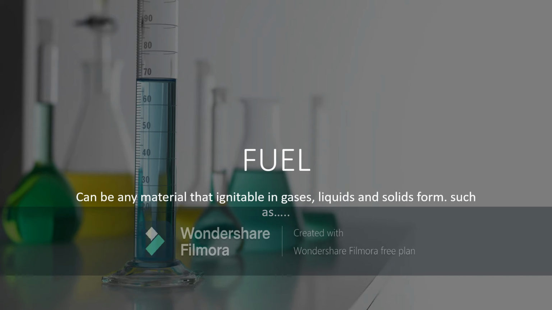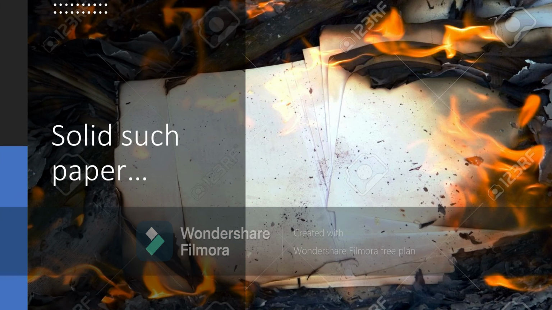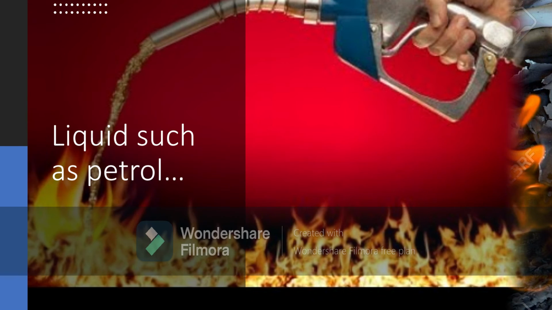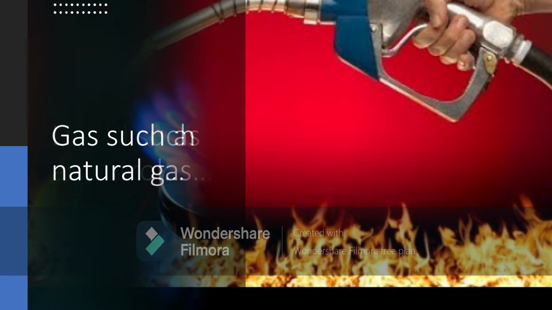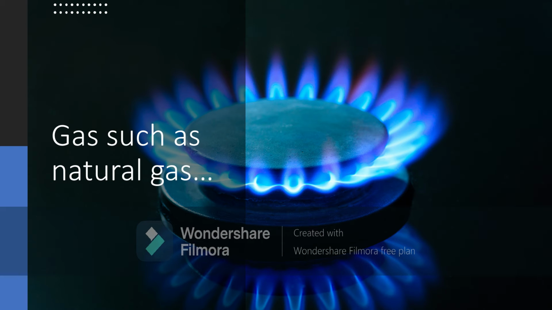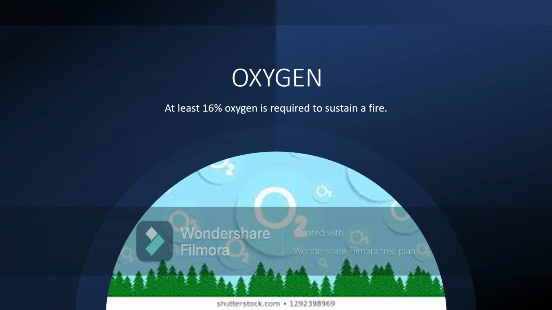The next one is fuel. Fuel can be any material that is ignitable in gas, liquid, and also solid form, such as solid material like paper, liquid form such as petrol, and gaseous form such as natural gas. And the last one is oxygen.